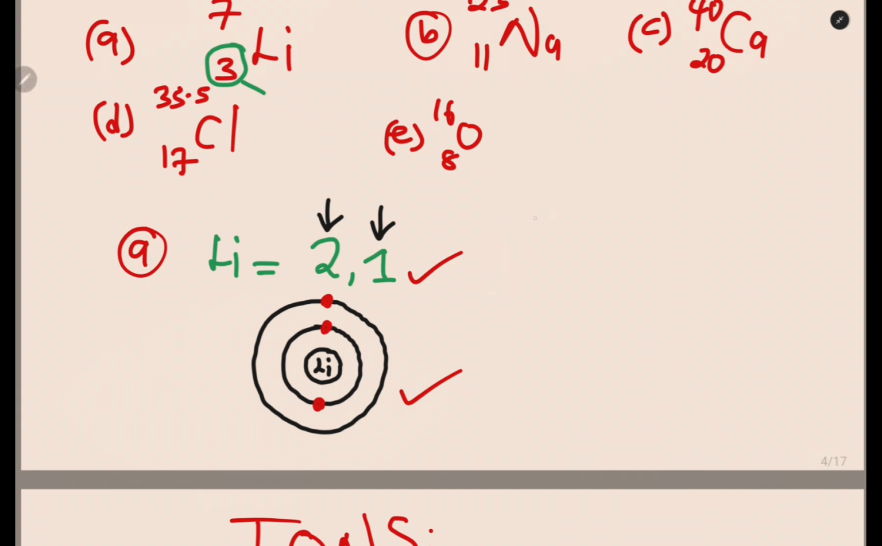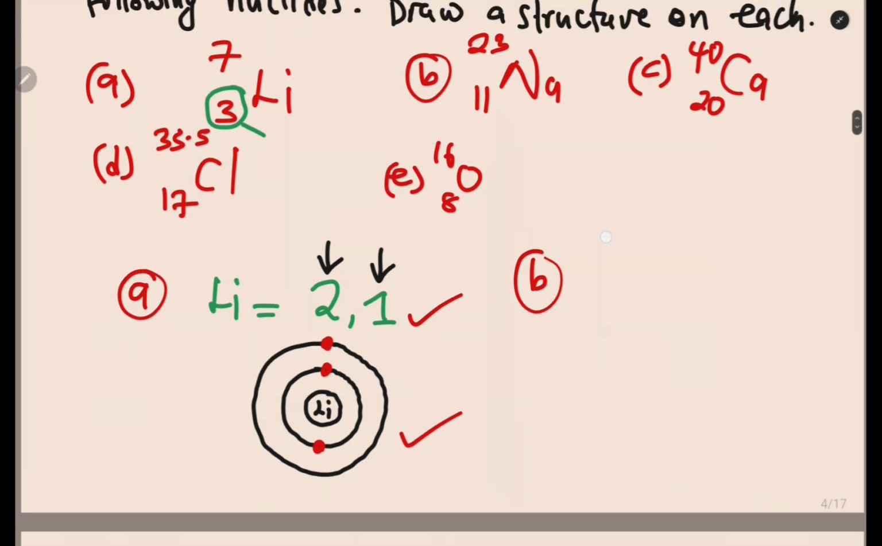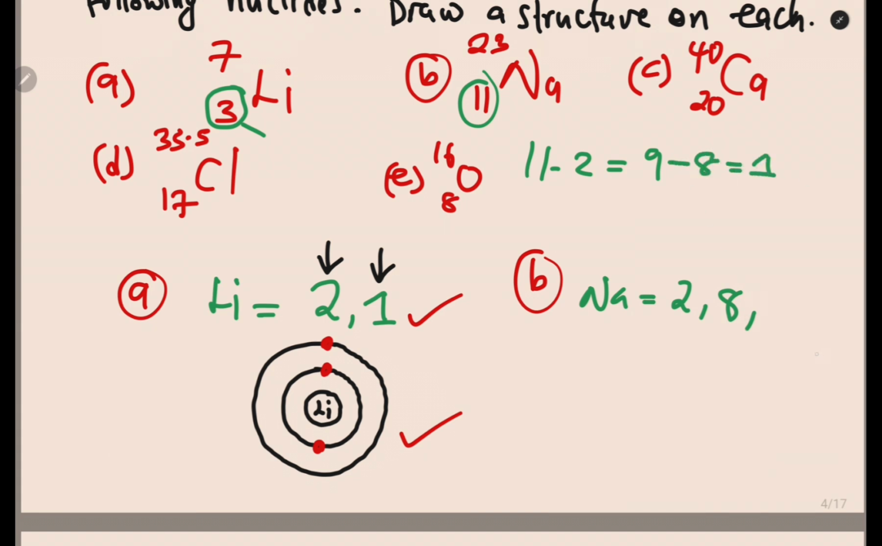Let us look at B. We are dealing with sodium, Na. The configuration of sodium: we have 11 electrons. So we are going to put the first 2 in the first shell. Out of 11, what remains? That is 11 minus 2, which gives us 9. In the second shell, you know that it accommodates only 8, so we're going to put 8. Then 9 minus 8 leaves us with 1.